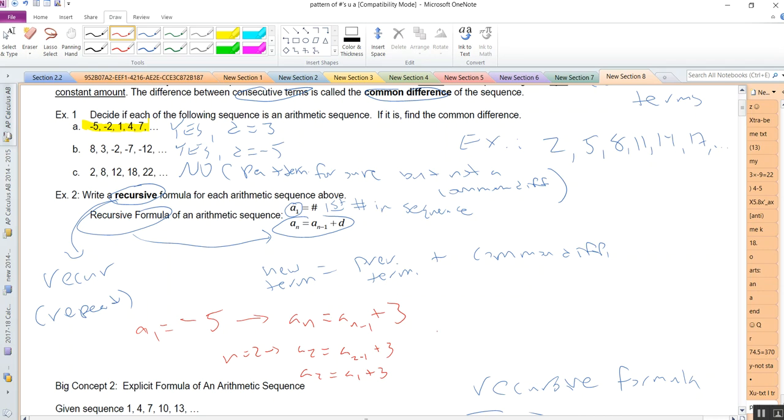And then when n equals 3, a3 is a_(3-1) plus 3, or a3 is just a2 plus 3. Well, what's a2? a2 is -2. -2 plus 3 is 1. And you just keep going in that fashion.